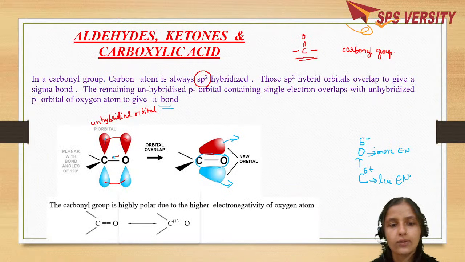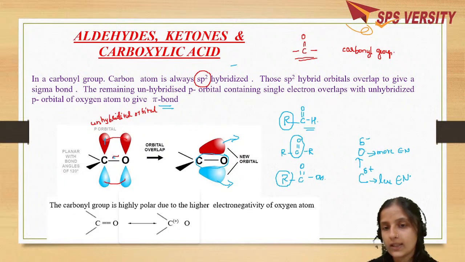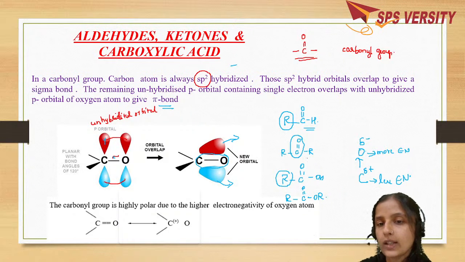In case of aldehydes, it will be RCHO. This is the alkyl group, and then you always have the CHO group. If it is a ketone, then it's RCOR. You have two alkyl groups on either side of the carbonyl group. If it is a carboxylic acid, then RCOOH. One side you have an alkyl group and the other side you have the OH group. And if it is an ester, then it is RCOOR. These are different carbonyl groups which you come across in your grade 12.